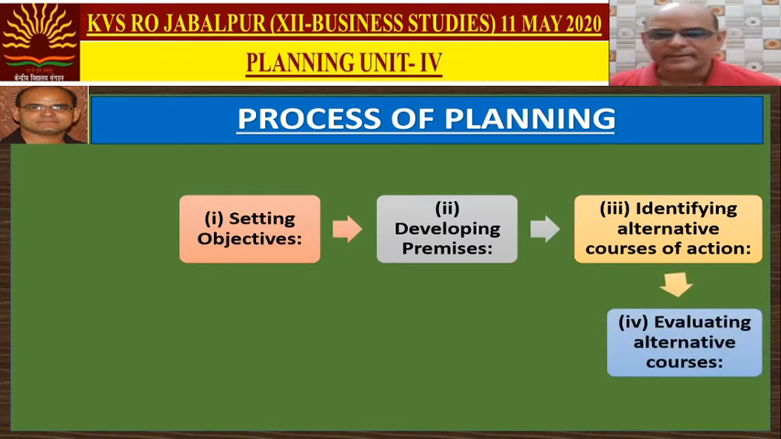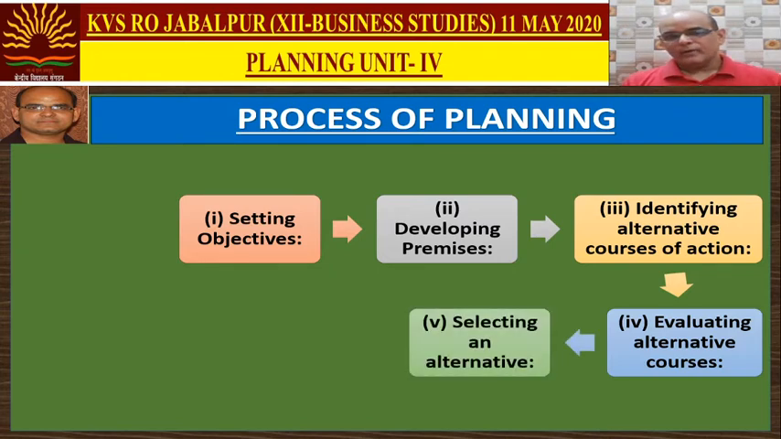Then next step is evaluating alternative courses. Then we check about positive and negative points of each course of action. We evaluate each course of action, what are the pros and cons. When we think that this particular course of action is having more positive points and less negative points, we select that alternative. That will be our course of action for future as plan A.